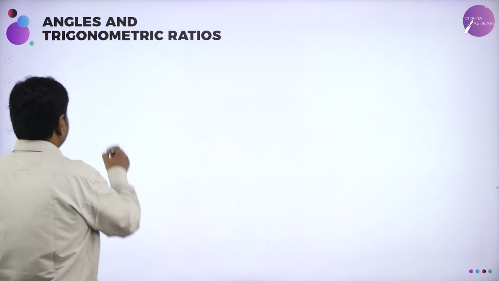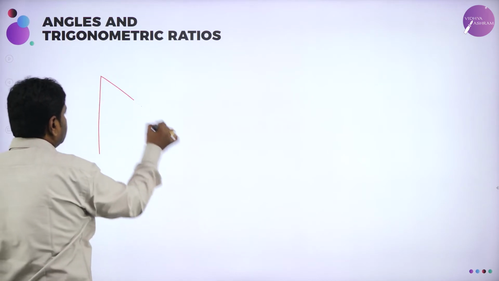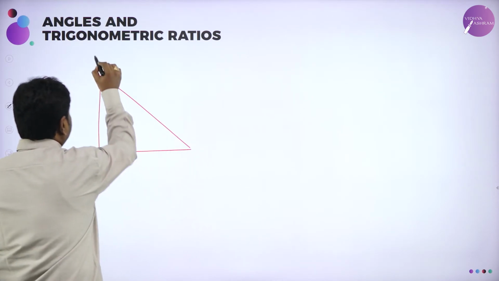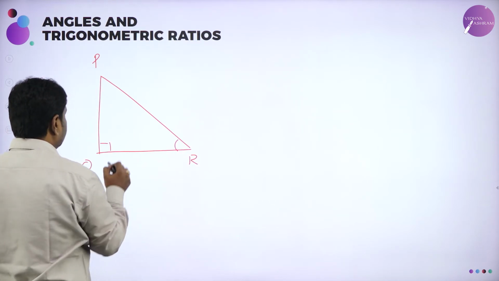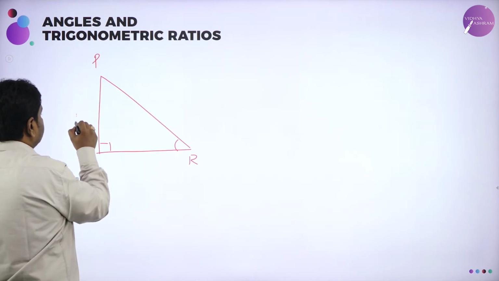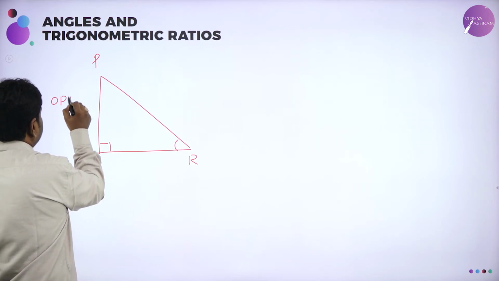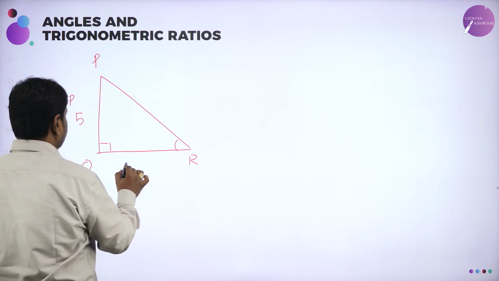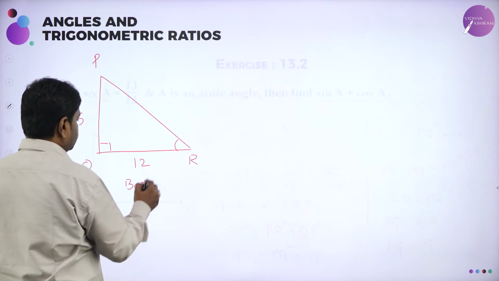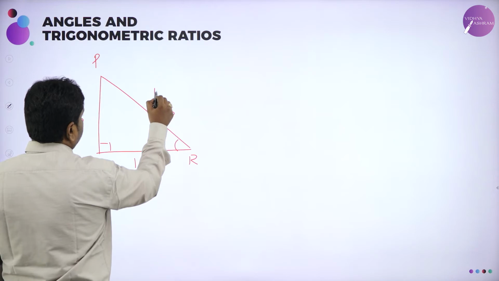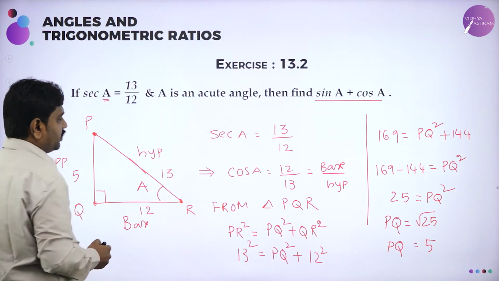Now we go to the triangle. We assume the triangle as P, Q and R, and we filled all the values. The opposite side is 5, the base is 12, which was given, and the hypotenuse is 13. If you know two sides, you can find any triangle.